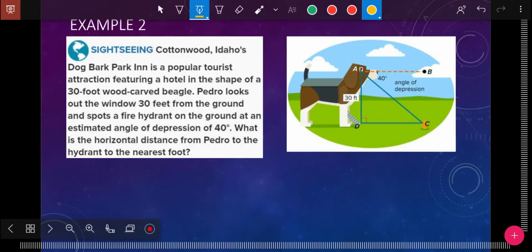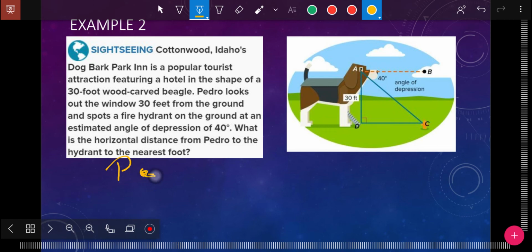We have Cottonwood, Idaho's dog park, blah, blah, blah, right? Pedro is looking out the window. So Pedro, I want to redraw this triangle because I don't love their triangle here. So I have to draw Pedro right there. Pedro looks out his window. He's up high in the air. He's 30 feet high in the air in this fancy Beagle hotel.